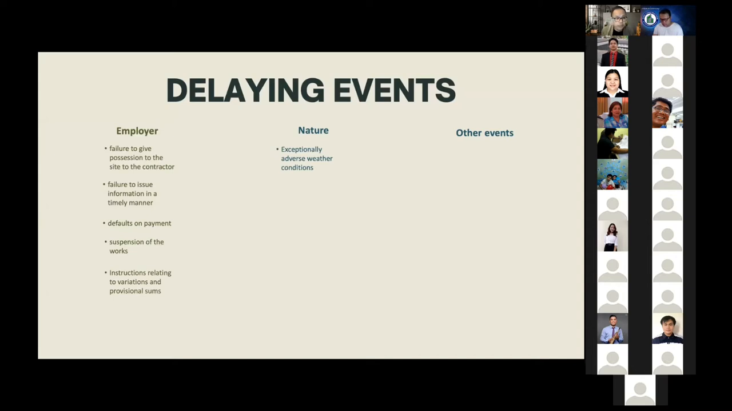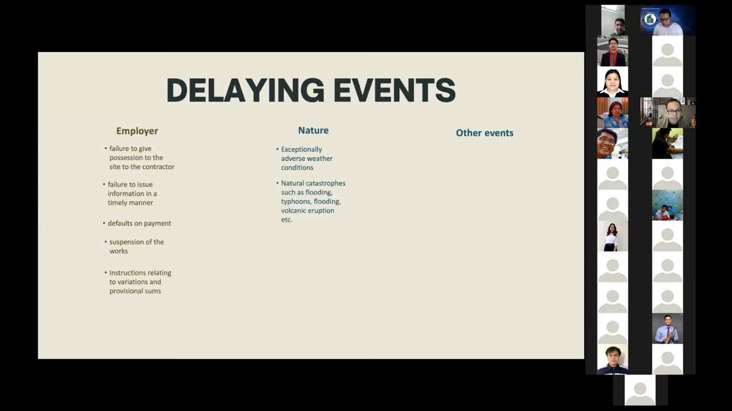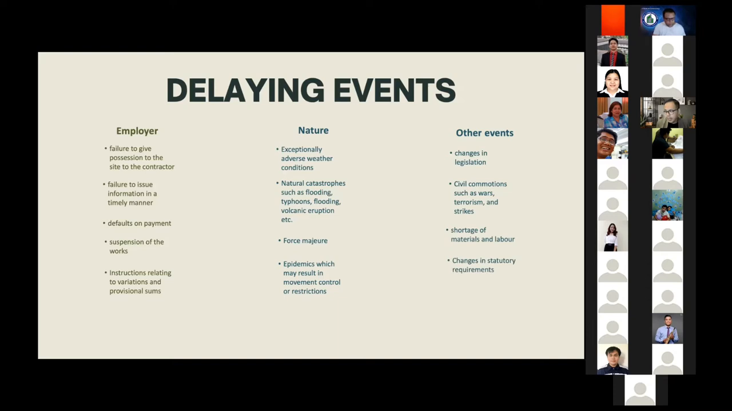Delaying events which are of natural causes are exceptionally adverse weather conditions, natural catastrophes, force majeure, and epidemics which may result in movement control or restrictions. Other events are changes in legislation, civil commotions such as wars, terrorism, and strikes, shortage in manpower or labor, and changes in statutory requirements.